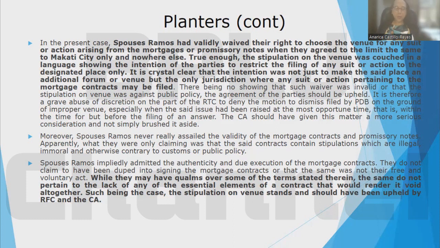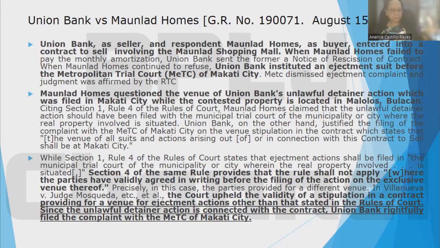While they may have qualms over some of the terms stated, the same do not pertain to the lack of any of the essential elements of contract that would render it void altogether. Such being the case, the stipulation of venue stands and should have been upheld. Now go to the case of Union Bank versus Maunlad Homes.